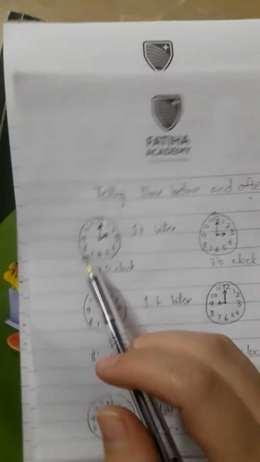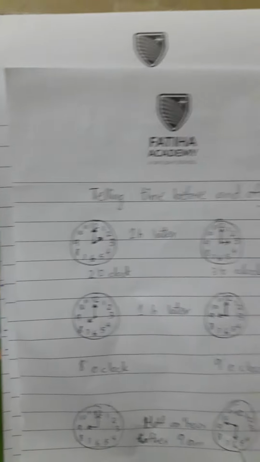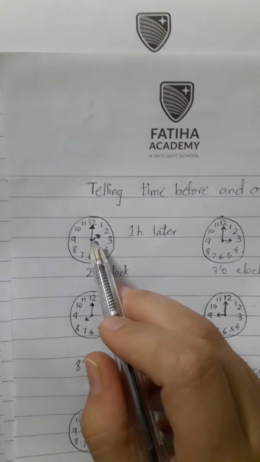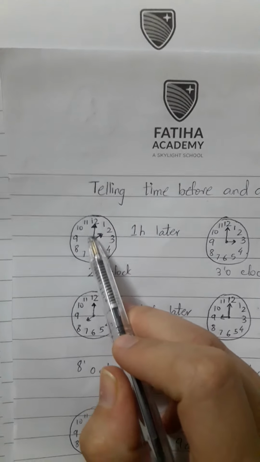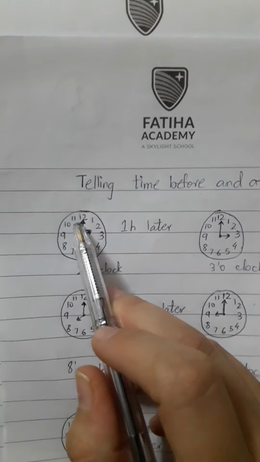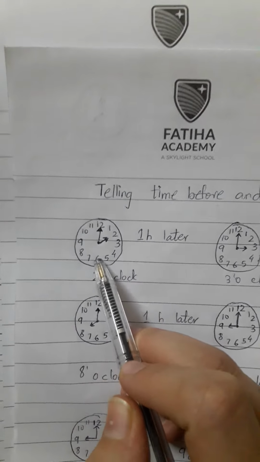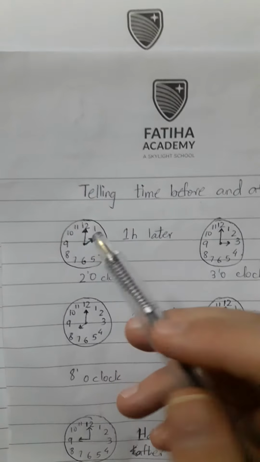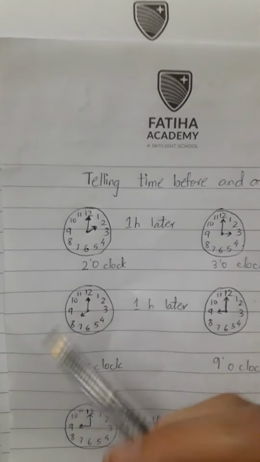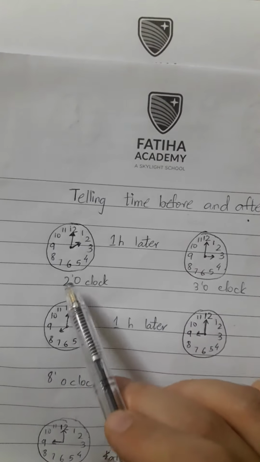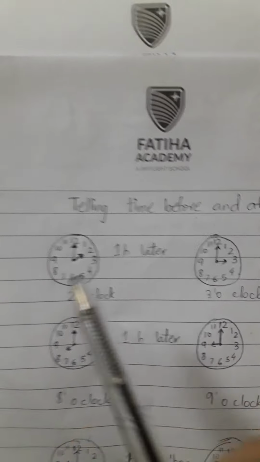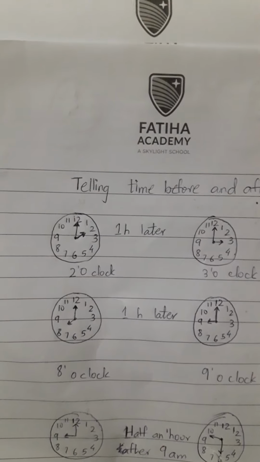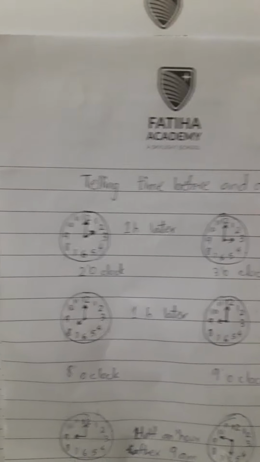Now for example, here I have drawn a clock. And what time does this clock show? It is 2 o'clock, right? This is the minute arm. It's longer, so the minute arm is pointing at 12 and the hour arm is pointing at 2, so it is 2 o'clock, right? So if I say right now the time is 2 o'clock, what time will it be 1 hour after 2 o'clock? It will become 3 o'clock.